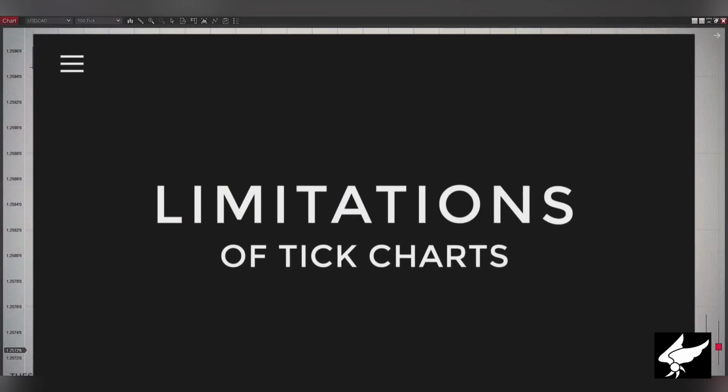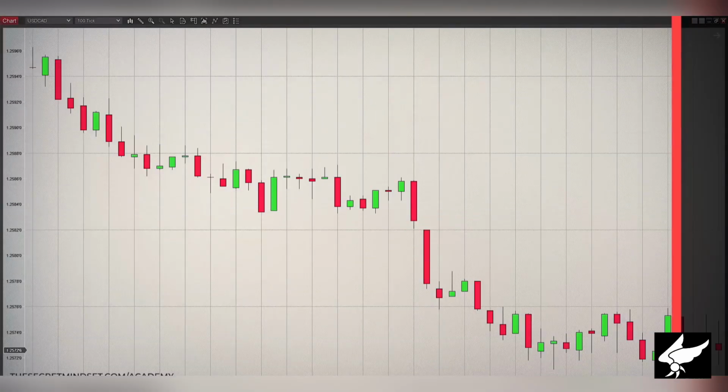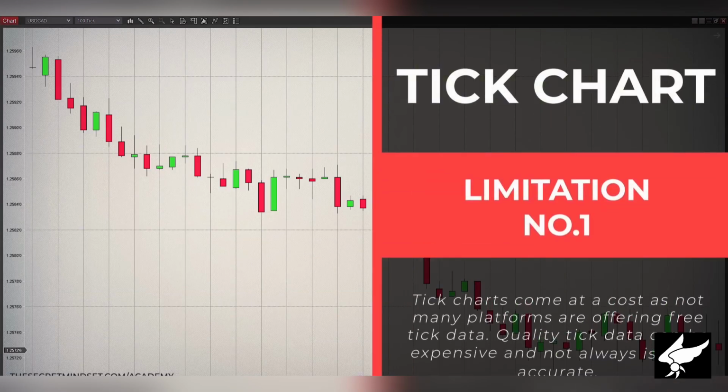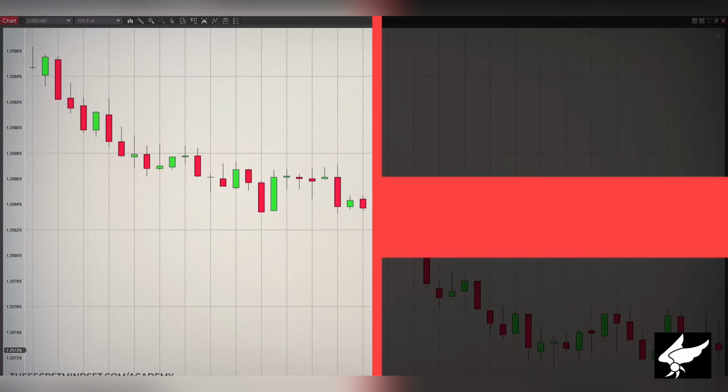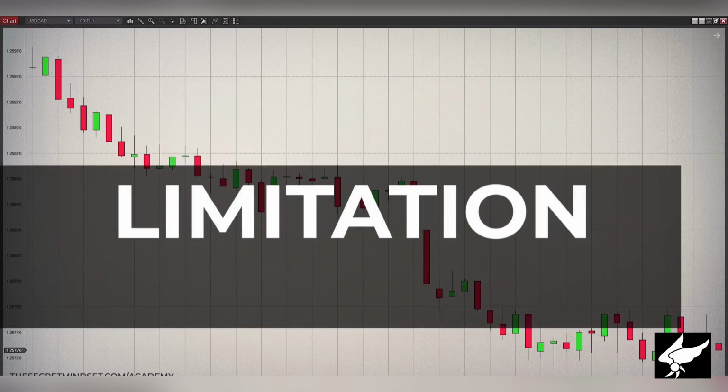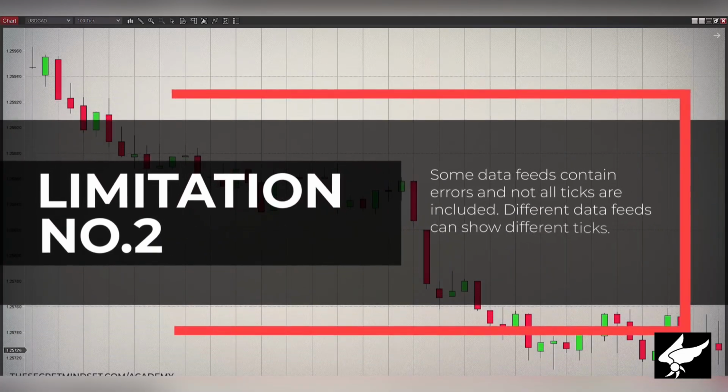Keep in mind that tick charts come with several limitations. Tick charts can give you an advantage in day trading, but they come at a cost, as not many platforms are offering free tick data. Quality tick data can be really expensive and not always 100% accurate. Also, if you have the chance to compare tick charts from different data feeds, you may notice that they differ. Some data feeds contain errors, and not all ticks are included, and this may affect your results, sometimes drastically.